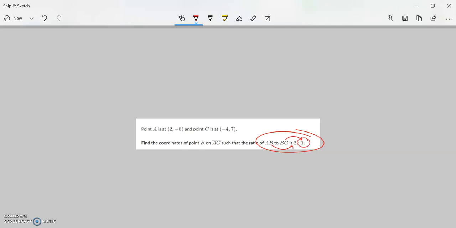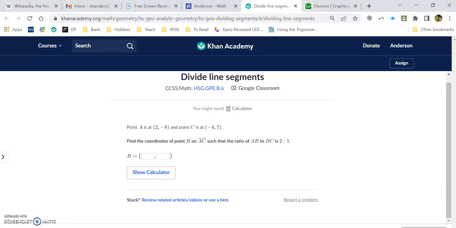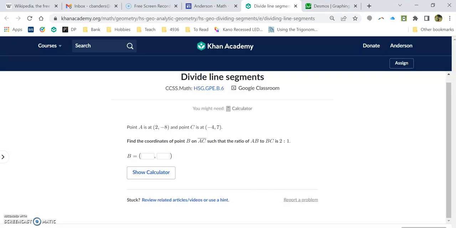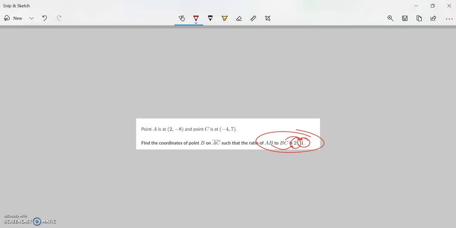So BC is 1 part. Let's call it 1 foot, if you will. And AB would be 2 feet. So really we have 3 feet in this scenario, or 3 chunks or segments. So what we're going to do is divide our line that is from A to C by 3. And once you figure out how far that is, then we can multiply the first chunk.